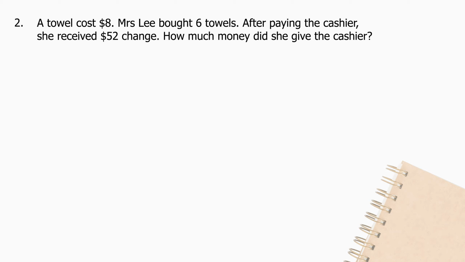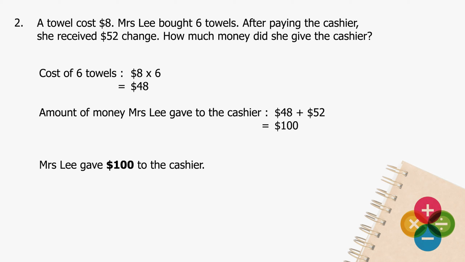Question 2. She received $52 change. How much money did she give the cashier? The cost of 6 towels will be, multiply $8 by 6, and the product is $48. The amount of money Mrs. Lee gave to the cashier will be, add $48 to $52, and the sum is $100. Mrs. Lee gave $100 to the cashier.